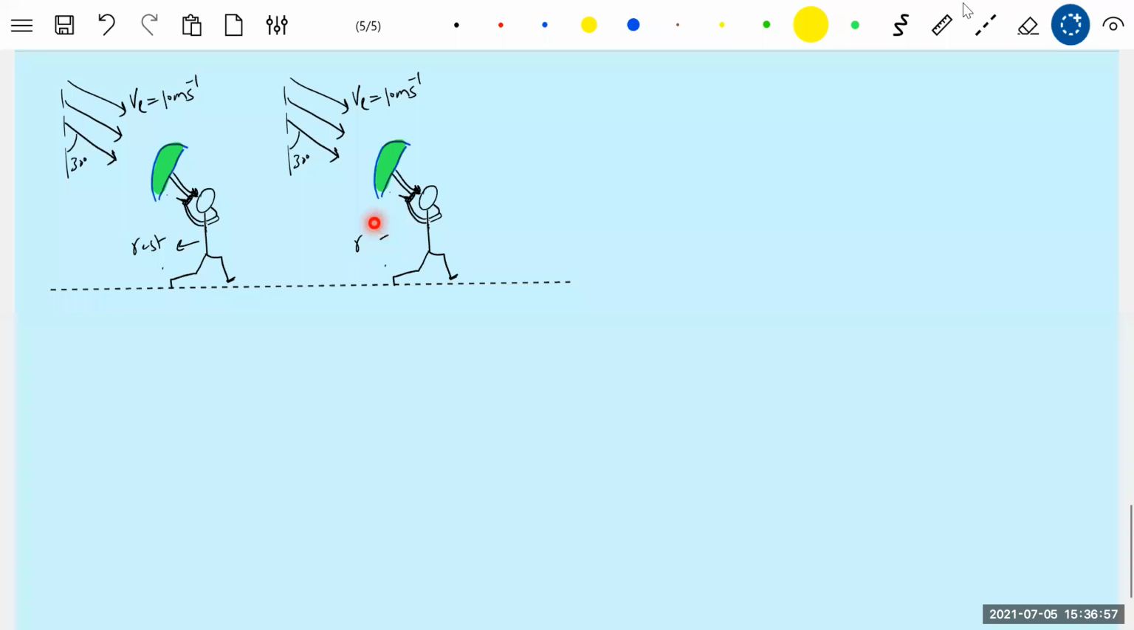Now he will start walking, running with a speed Vm. Then how should we hold the umbrella? First case, we'll put Vm equal to 10 meter per second. We'll discuss that here only. Now we'll increase the speed, and then we see that for a certain speed you have to hold the umbrella vertically. What is that speed? We'll calculate.